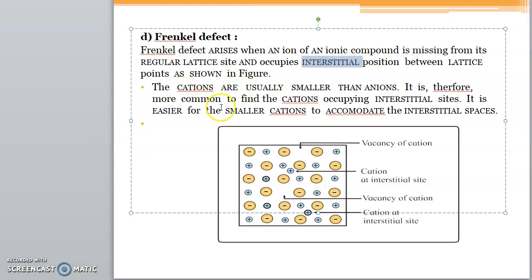Since I mentioned earlier, the cations are usually smaller than anions, it is therefore more common to find the cations occupying interstitial sites. It is easier for the smaller cations to accommodate the interstitial spaces. So clearly you can see, my dear students, in this diagram, since cations are smaller in size, they are the ones which move, they create that vacancy and get accommodated in these interstitial sites, as you can see over here. So this is, in short, rather quite in detail, the four types of stoichiometric point defects.